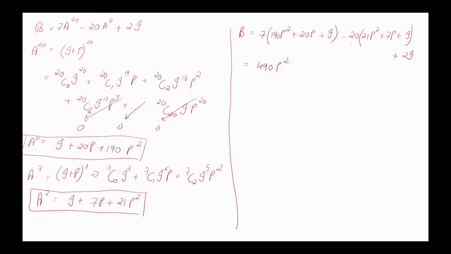490 P square. Here we would have 140P. Here also we would have 140P. So this and this would get cancelled out. What would be left? 7I minus 20I plus 2I. So this would become minus 20I plus 9I. This would become minus 11I. So this is what we are going to get as B. Now let me just try and write down this value. So from here, what would we get? This would become 490, 0, 0 minus 11 times the identity matrix. So this would become 11, 11, 11, and all the other terms are 0.